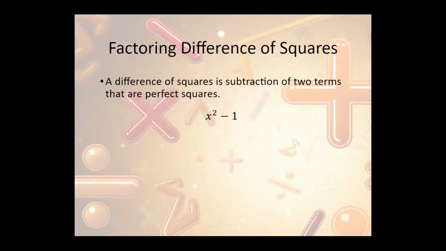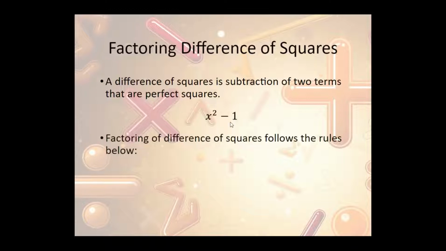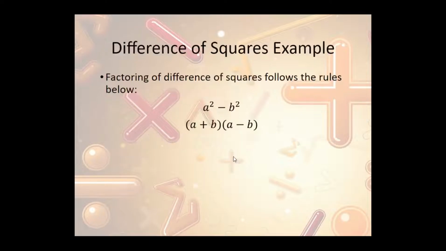So how do we factor a difference of squares? We're going to use the following method. Anytime we start with something like this, where we have a number squared minus a number squared, it becomes a plus b times a minus b. Okay, so it's just something you have to memorize. So a squared minus b squared is equal to a plus b times a minus b. So let's look at an example.